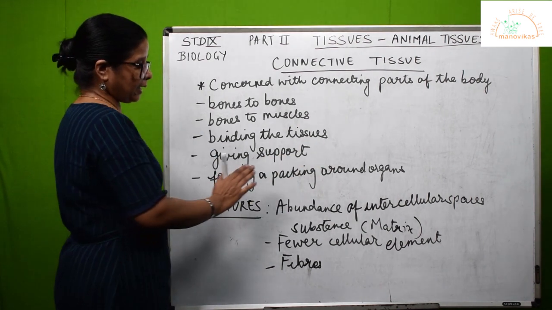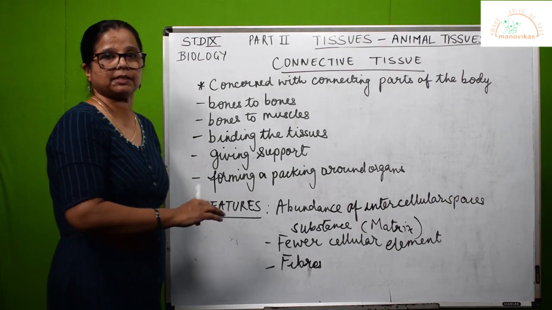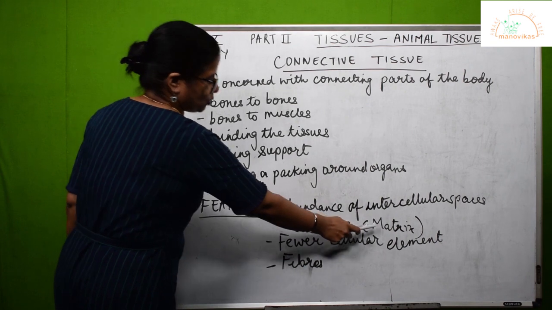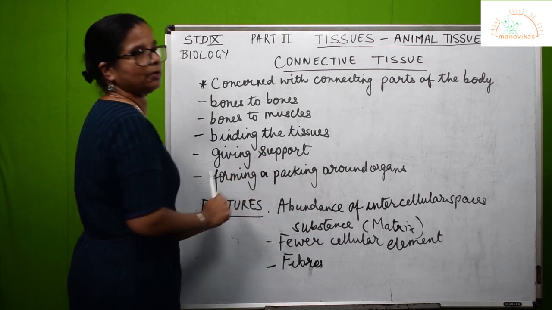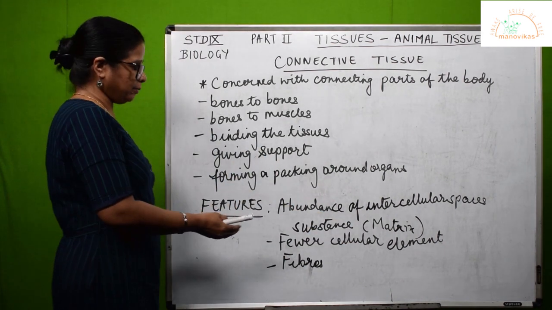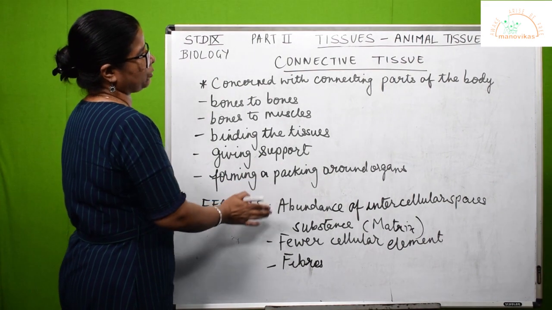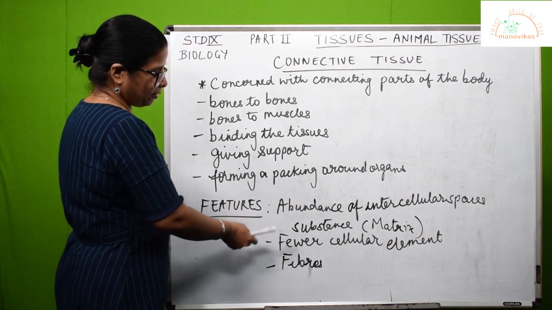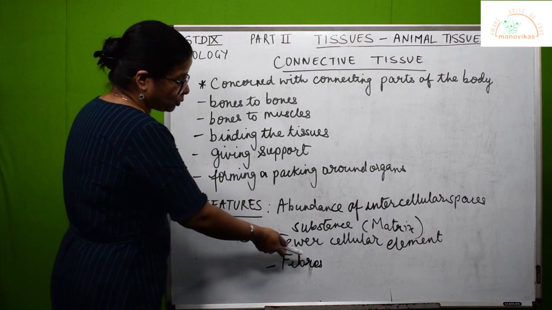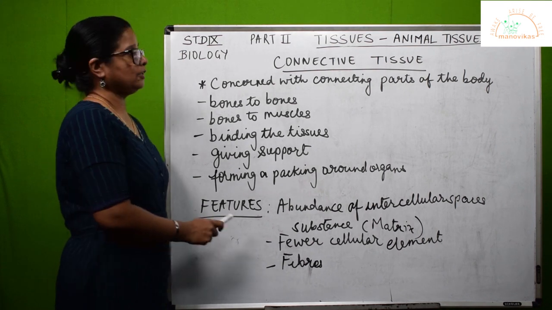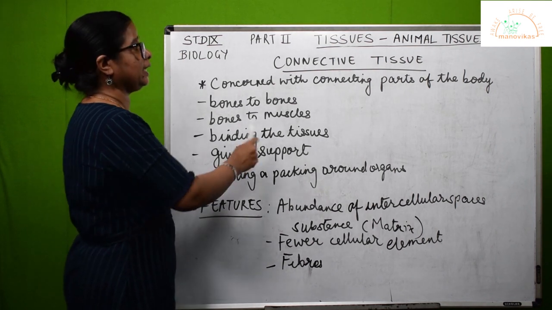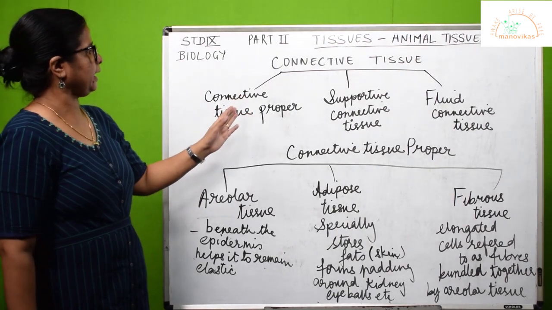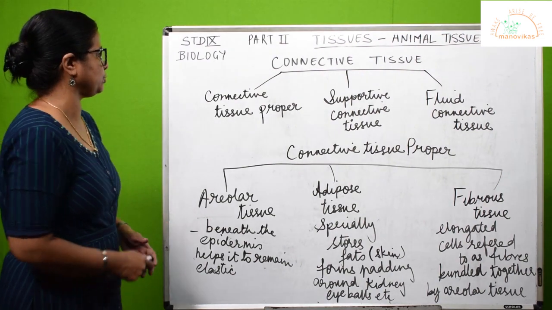What are the features? Abundance of intercellular spaces, spaces between the cells, big spaces. And the substance that fills up those spaces is called the matrix. Fewer cellular elements. Why? Because again it is something that is related to connecting and there are spaces between them. So the cellular elements are few, fibers. Now in case of fluid tissues, the fibers also are less. So this is how the connective tissue works. Again, let us see the types of the connective tissues.